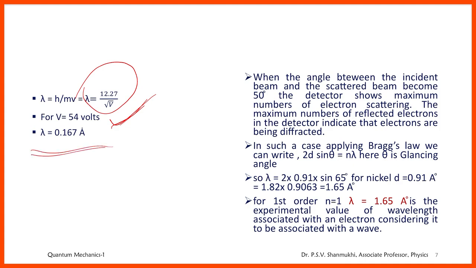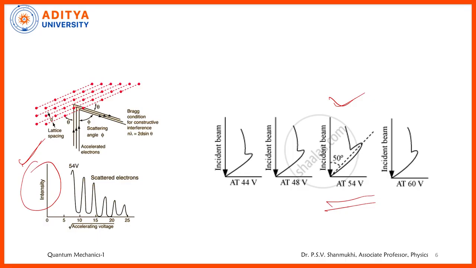0.167 angstroms. This is the de Broglie wavelength, or wavelength of electron waves. Say this is equation number 1. Second way: observe, this is actually the nickel crystal, and these are the crystal planes. They are acting like the rulings of a grating.